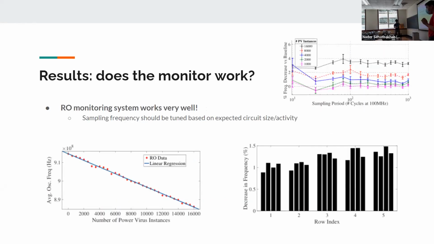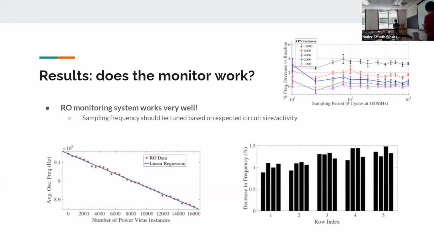So, okay, does the power monitor work? And the answer is it actually works very well. You can see on the graph on the lower left, the power virus instances is just how much power we expect the test program to consume. And you can see there's a very strong linear relationship between the power consumption and the frequency. The frequency of the ring oscillators goes down linearly as you get more power virus instances. And the graph on the lower right is a chart of whether spatial dependence is a big deal. They had 20 ring oscillators arranged on different parts of the board.